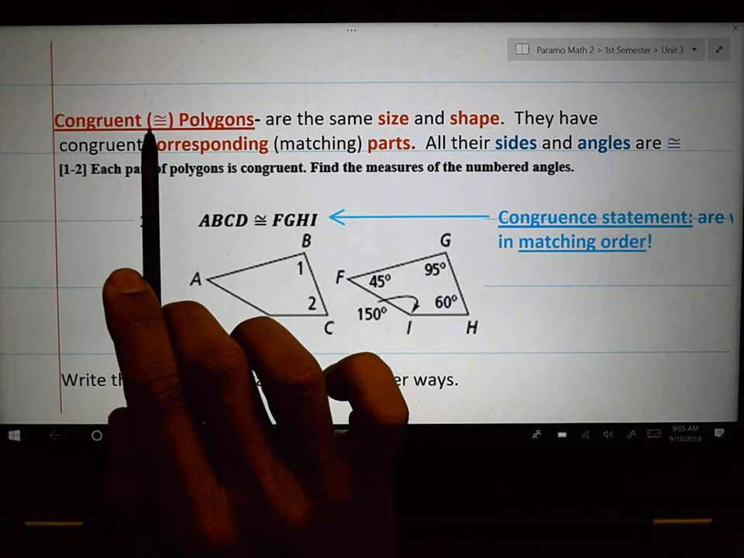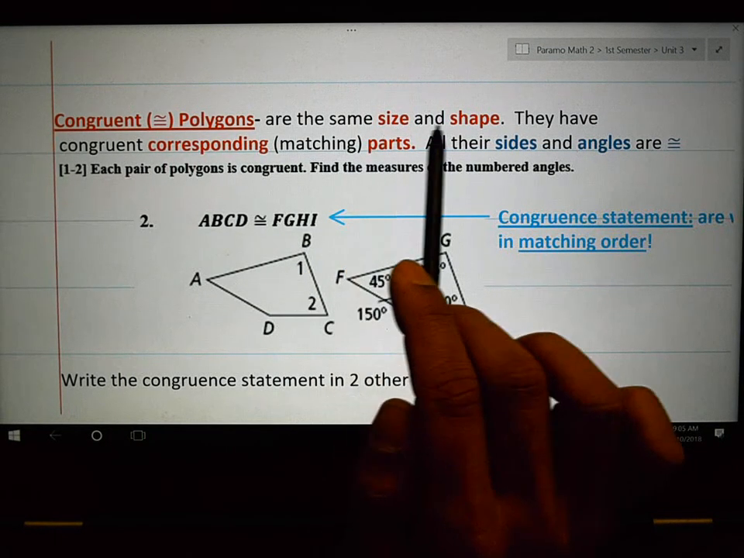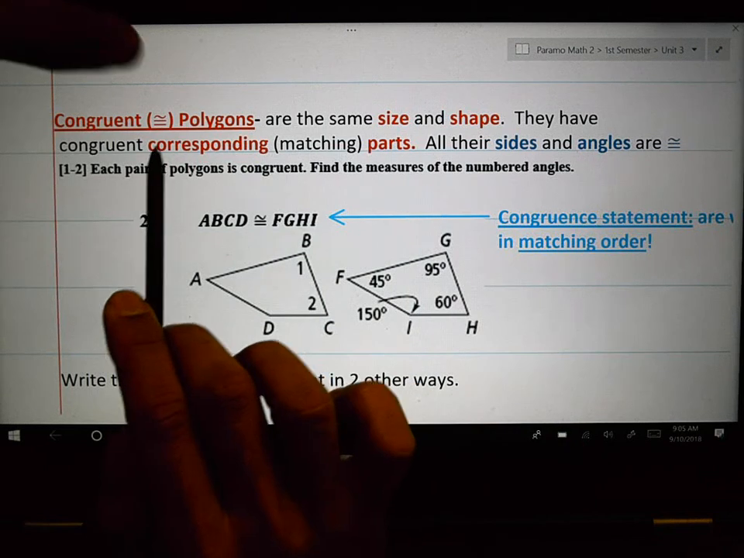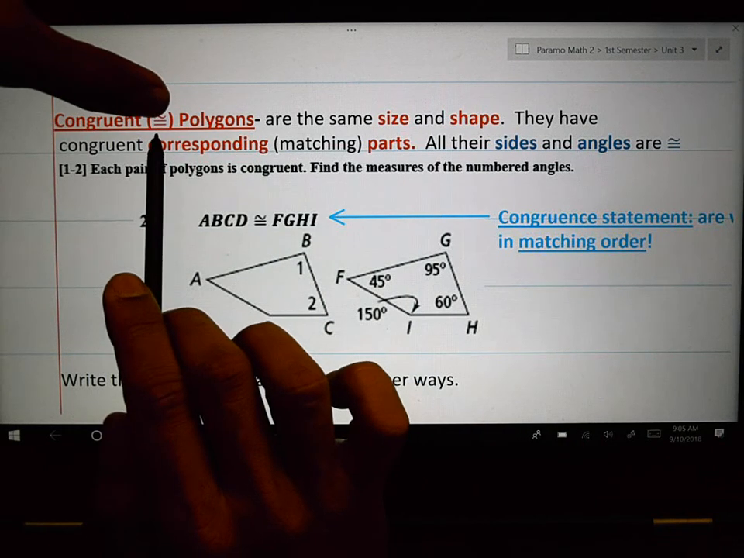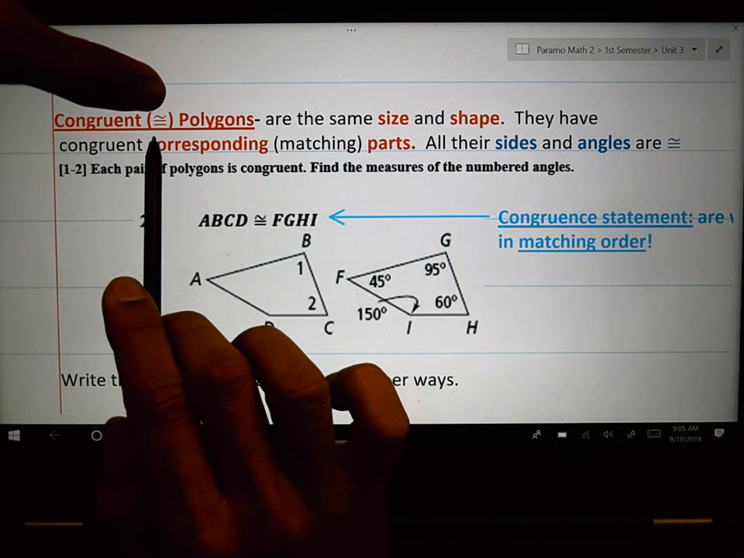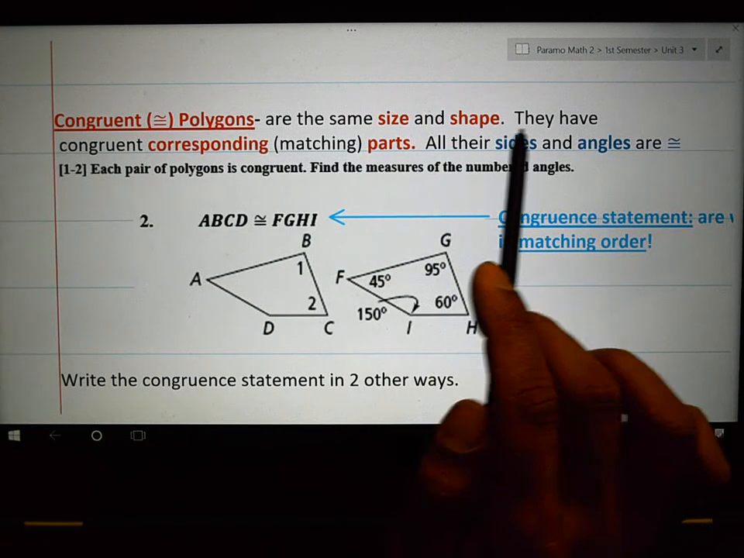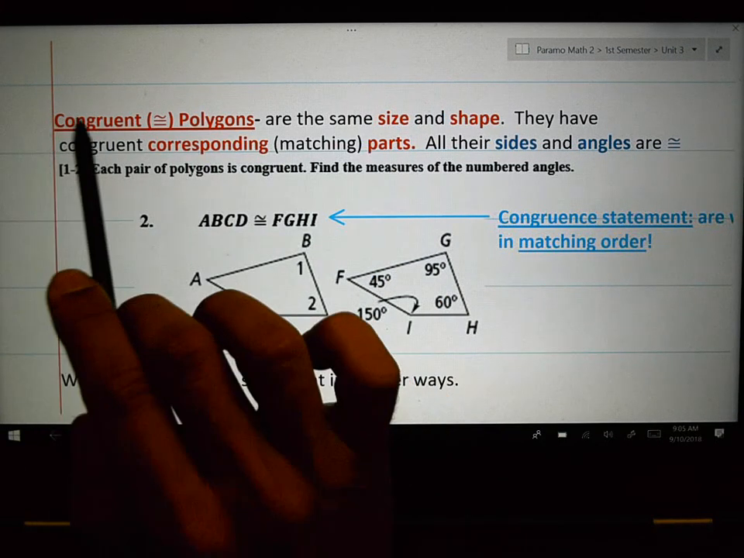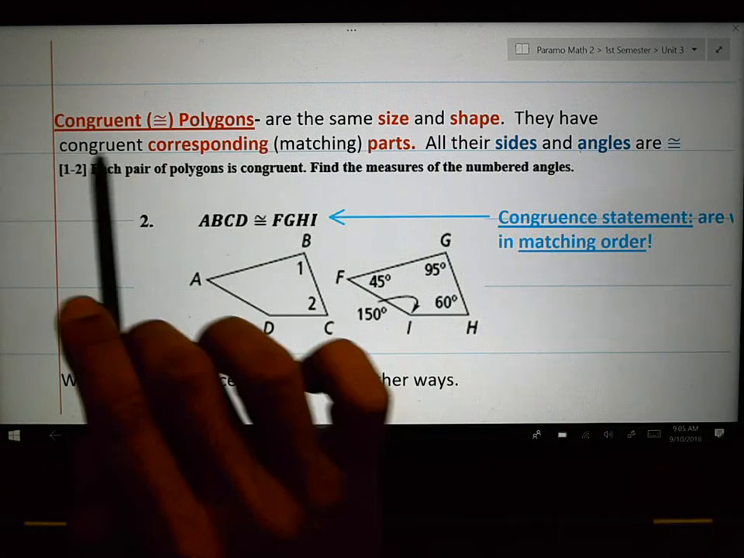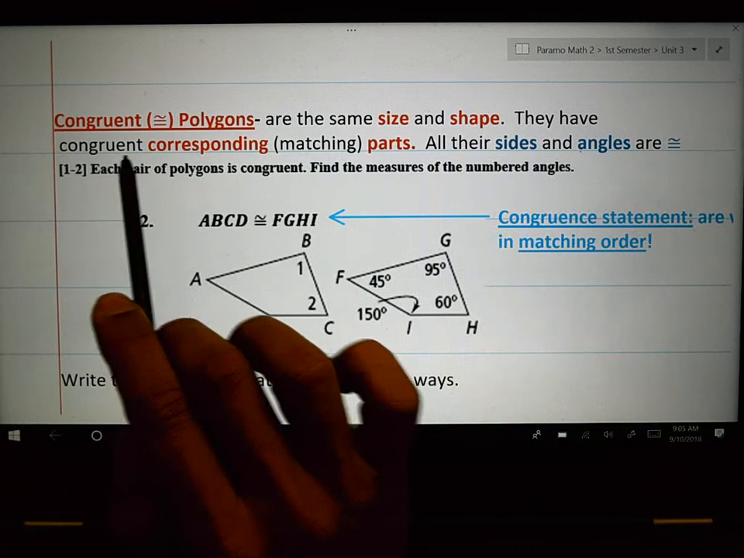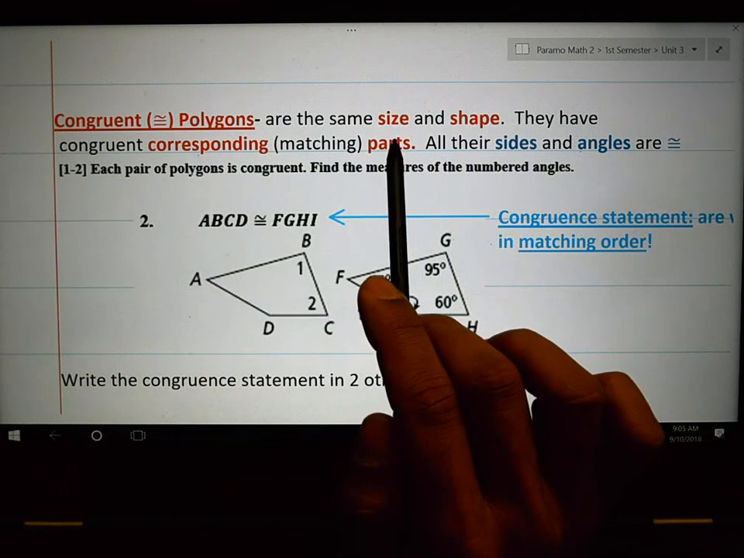And if you ever use this, it means the same size and the same shape. It actually even means, if you take off that top sign, that they're equal in measure. But sometimes we can just say the same size and the same shape. If you ever have congruent polygons, they have congruent corresponding parts.